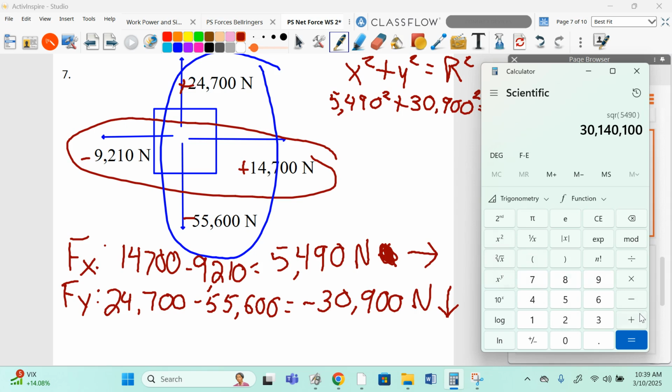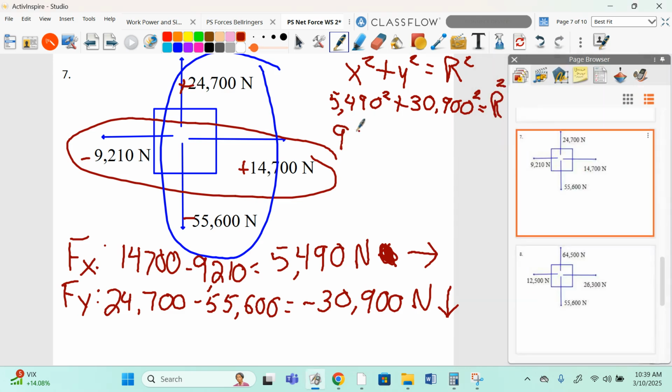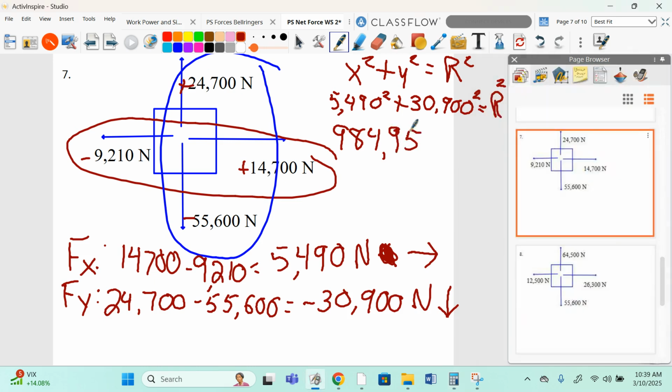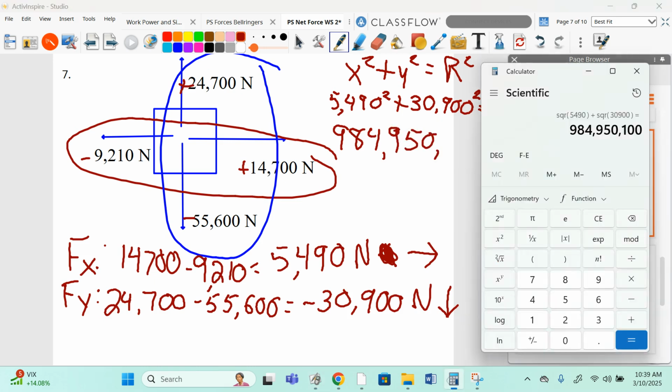So I'm going to square that number, and I want to add it to 30,900 squared. Equals, so 984, this is a big number, 950, 100.